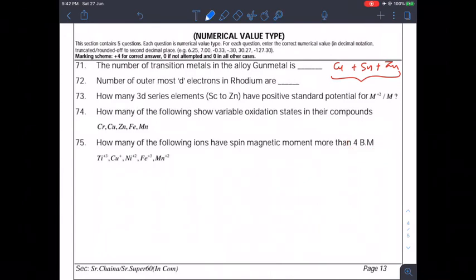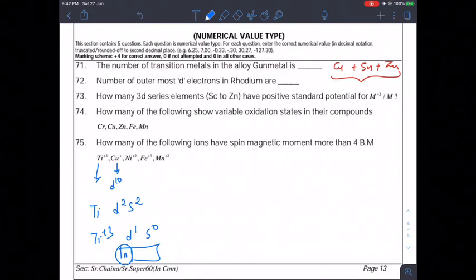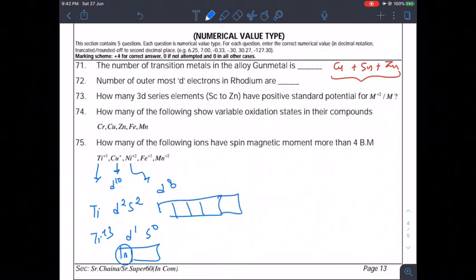Let's look at titanium +3. Titanium has d2 configuration and s2, so titanium +3 will be d1 s0. How many unpaired electrons? Only one, that of d. Now copper +1 has d10, 0 unpaired. Nickel +2 has d8. So we have 1, 2, 3, 4, 5, 6, 7, 8, so only 2 unpaired electrons.